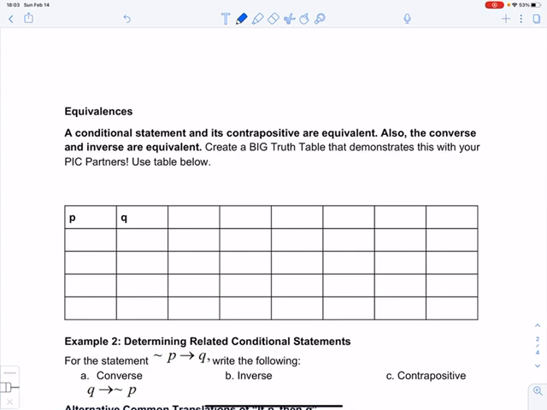Okay, so one thing I want to point out here, and I want you to hit pause here, and we're going to look at these equivalences of these conditional statements and their contrapositives, all right? A conditional statement and its contrapositive are equivalent. That means they have the same final result on the truth table. Also with these, the converse and the inverse are equivalent. So what we're going to do here is create a big truth table that demonstrates this. We're not going to pick partners or do it out loud in the chat box or anything like that. We're just going to do it over this video.